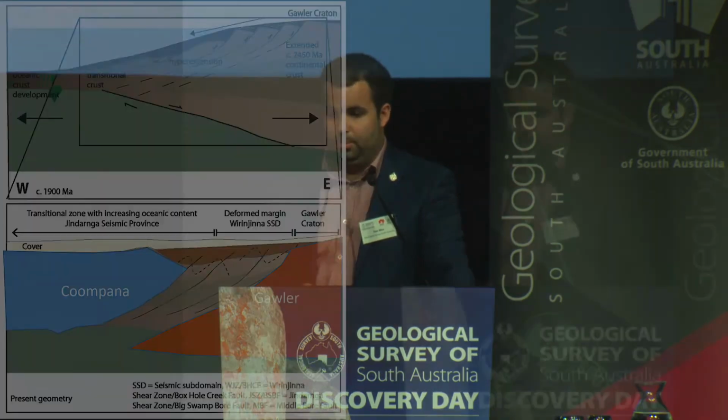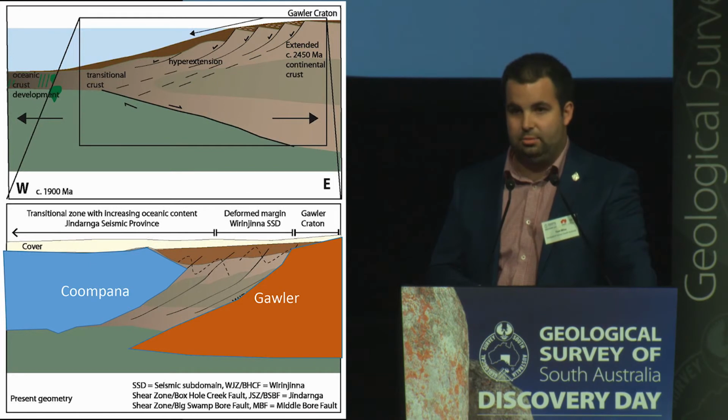So go back to my key points. Gawler margin, we can say that it's not necessarily where it's been mapped. The original mapping was based on aeromag, and we're saying the change might occur inboard of that and at depth. We can suggest that the Campana province formed in situ on the edge of the Gawler, and we can clearly identify that there are some pretty deep and fundamental structures here across a 40 to 60k wide zone.